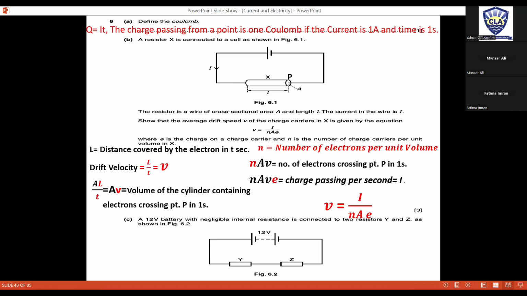These are the starting steps which are to be used to prove this formula. And it's a three-mark question, so they regularly ask prove the drift velocity.